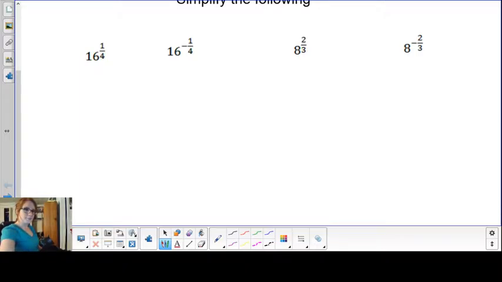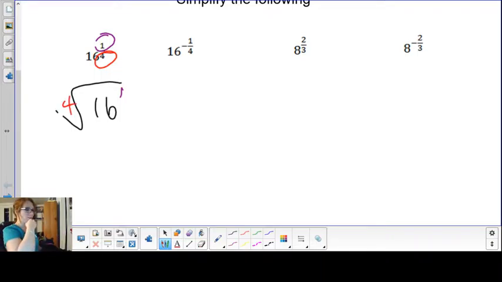I have 16 to the 1/4, so I have a radical, 16's inside. The 1 is the exponent of my thing on the inside, so 16 to the 1st. And then the 4 will tell me what type of radical it is. So the 4th root of 16.